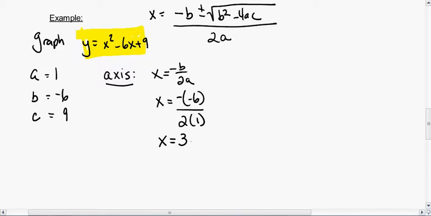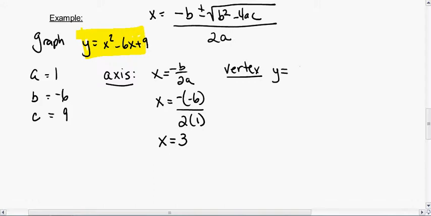And this gives me two things. It gives me the center of my parabola. It also gives me the x-coordinate of the vertex. So let's go and find the rest of the vertex. And we do that by plugging in 3, the x-coordinate, into the original equation.